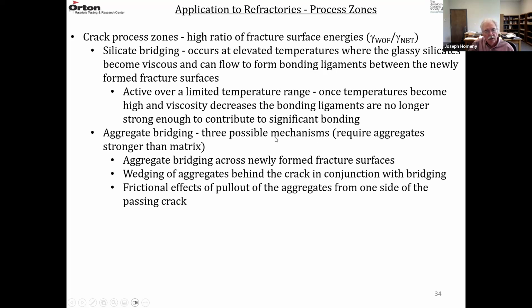Aggregate bridging, three possible mechanisms, and you're going to need an aggregate that's stronger than the matrix. So you can have bridging across the fracture surfaces in the crack wake, wedging of aggregates behind the crack in conjunction with bridging, and then frictional pull out of the aggregates. The frictional pull out dissipates energy, so they may pull out from one side of the crack.